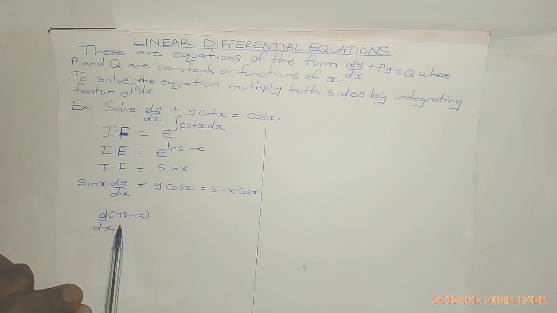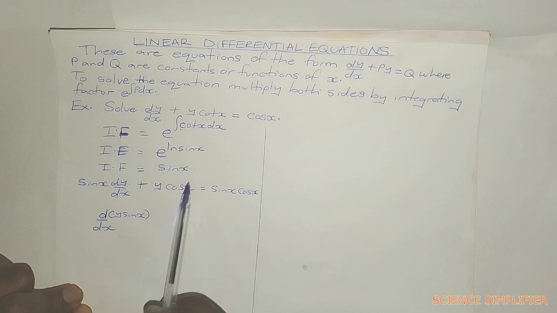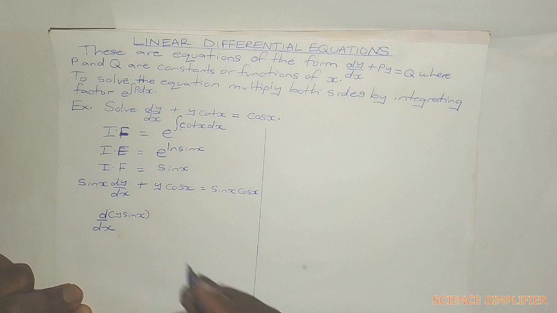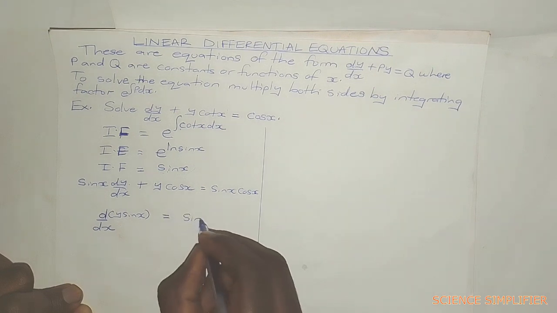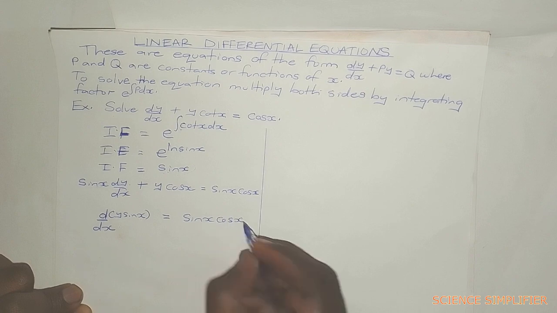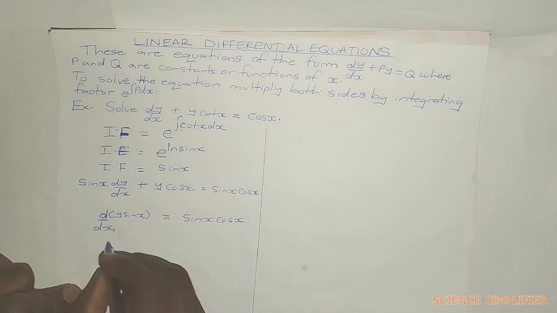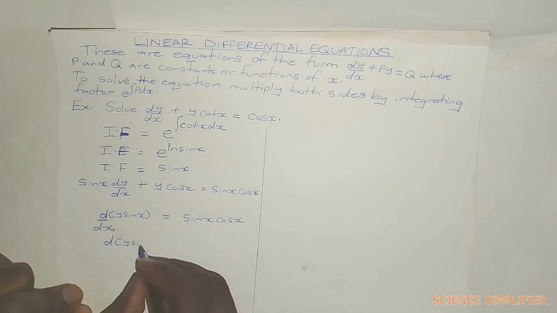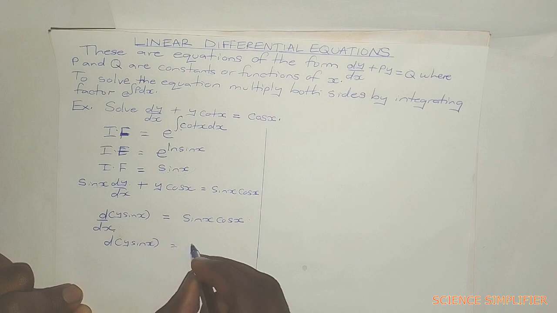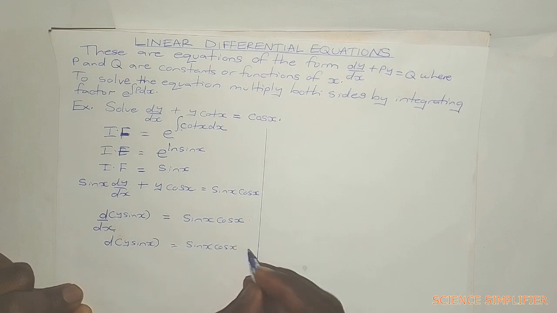Now it is very simple to obtain this function. Here you just remove this function which is here and you multiply it by this y which is here, meaning that the derivative of y sin x will give us all of this expression, which we are going to equate to sin x cos x. Now from this point we are going to separate the variables. This dx will come to this side, that is d(y sin x) = sin x cos x dx.